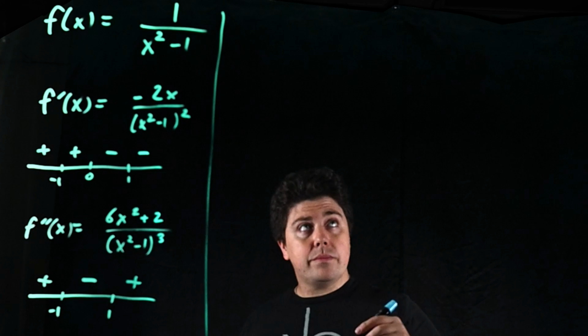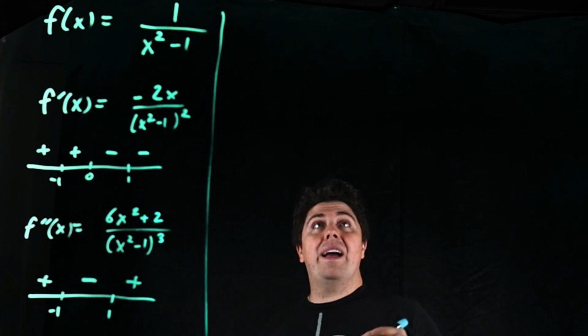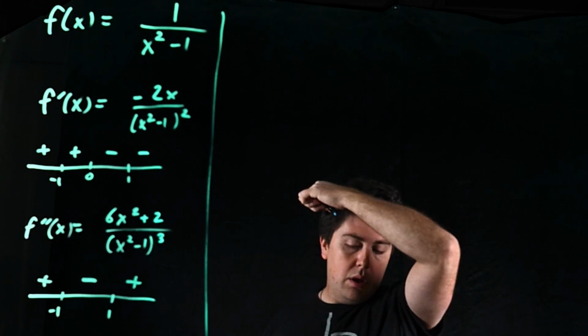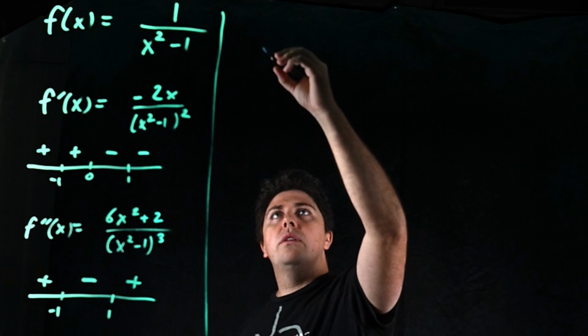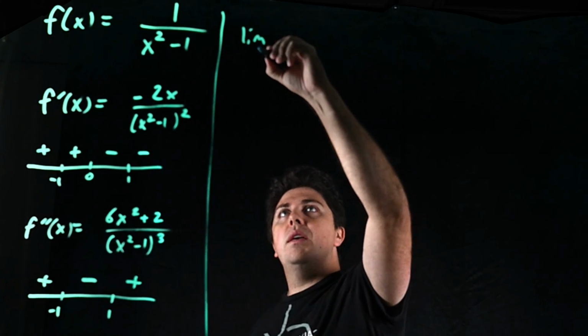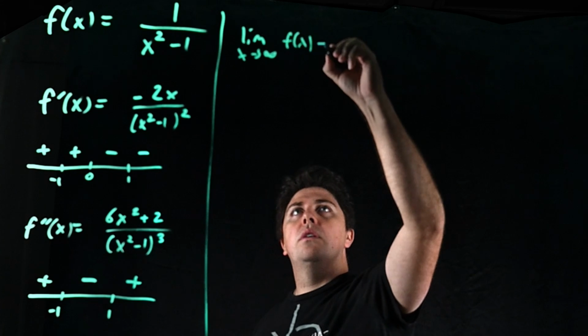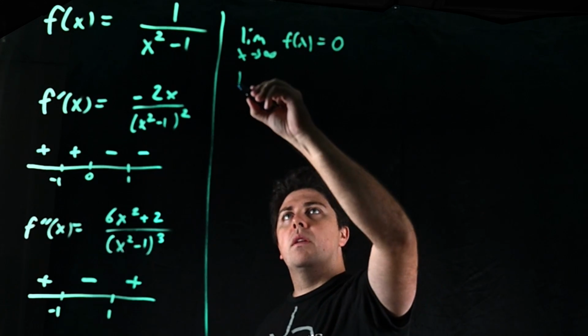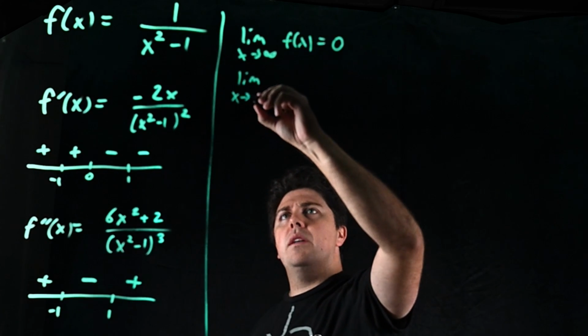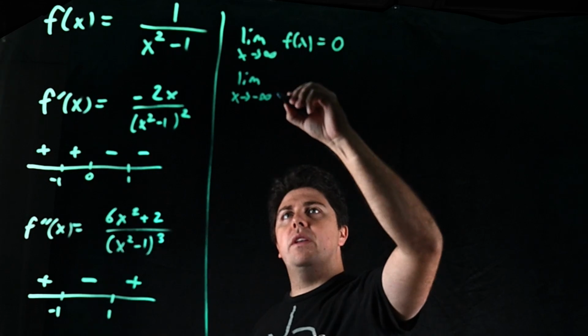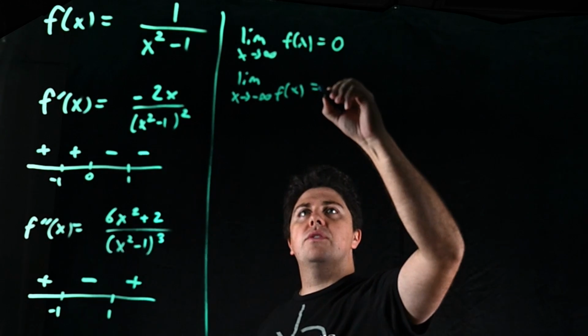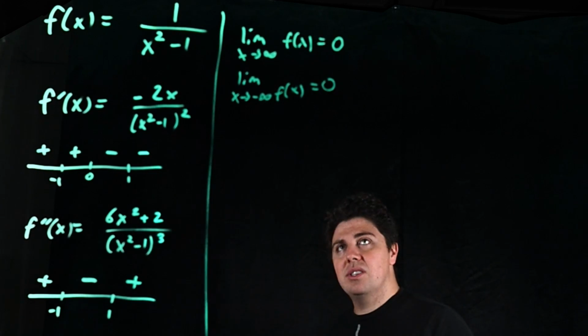So now, let's talk about asymptotes. Well, we can tell with this function that the limit as x goes to infinity of f at x is going to be 0. And this is also going to be the limit as x goes to minus infinity of f at x. And why is this the case?